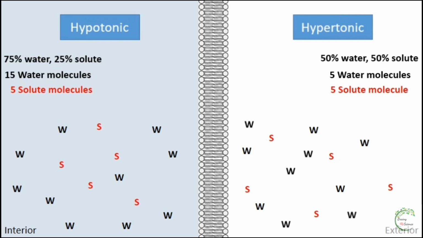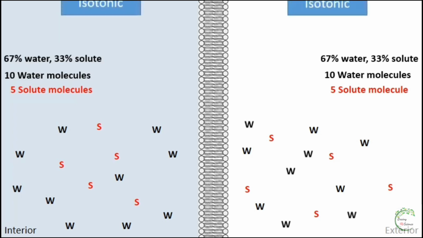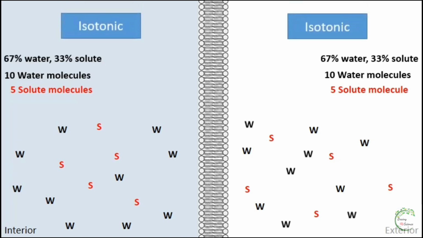Well, let's re-add our percentages. Now there's only 10 water molecules on the left. That would be 67% water, 33% solute. Now what about the right-hand side? Over time, now that diffusion and osmosis has occurred, there are now 10 water molecules on the right-hand side. That would also be 67% water, 33% solute. Notice how they're equal to one another. Neither of these are hypotonic or hypertonic anymore. Once an equilibrium and a balance has been established, this is what an isotonic solution is.